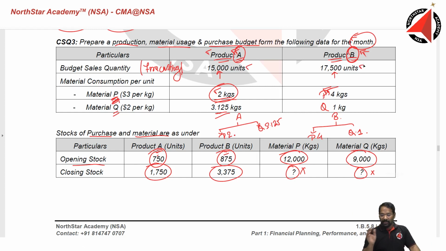So the first budget, sales, is given. Next, what is the next budget? I want the sequence, very quickly. Sales. Next is production. Next is consumption. Next is purchase. What is the next budget?